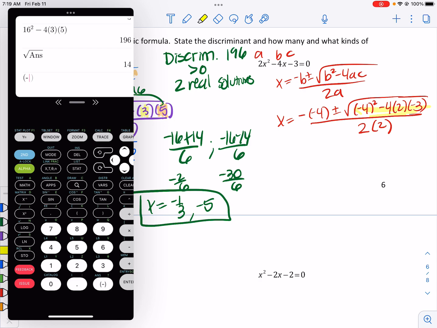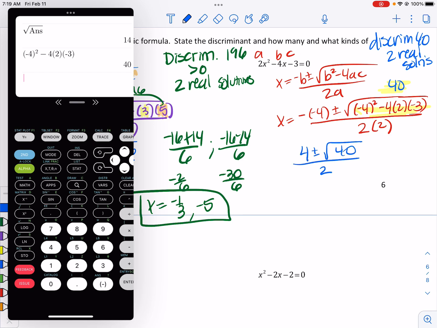So in the calculator, make sure you put this in parentheses, your negative 4. If you drop the parentheses, it's going to give you the wrong answer because you told it to do the wrong thing. So 4 times 2 times by negative 3, and that gives us 40. Okay. So now that I know that my discriminant is 40, that means that I'm going to have two real solutions. Okay. We can simplify this negative 4 to be a positive 4, plus or minus the square root of 40 over 2 times 2, which is 4.